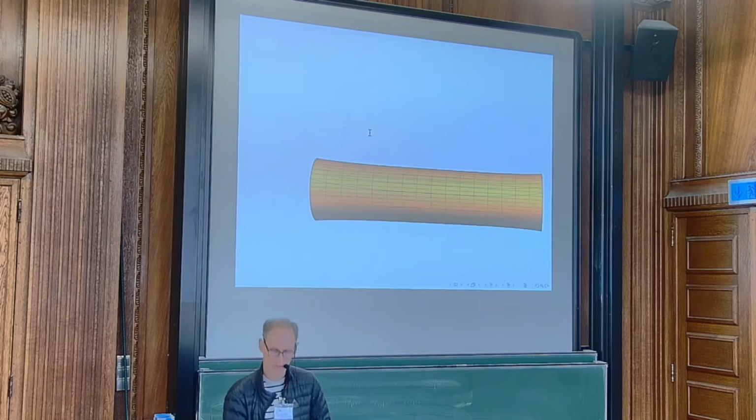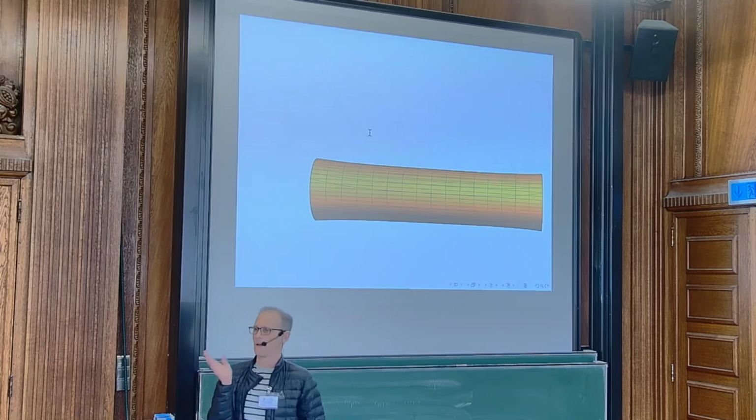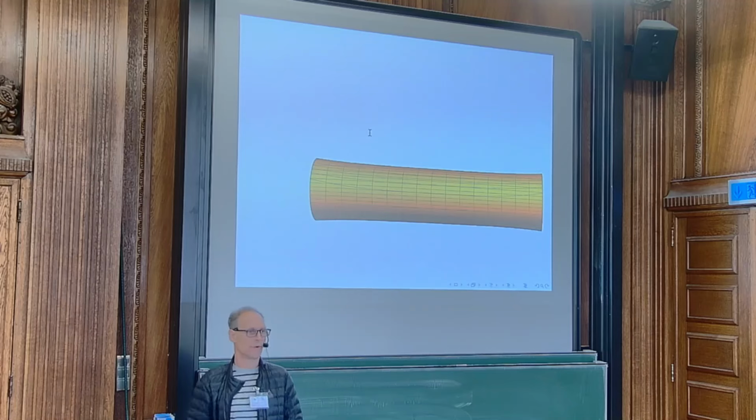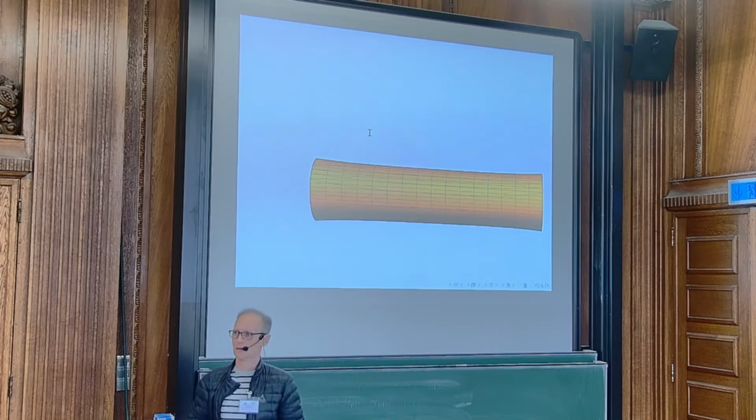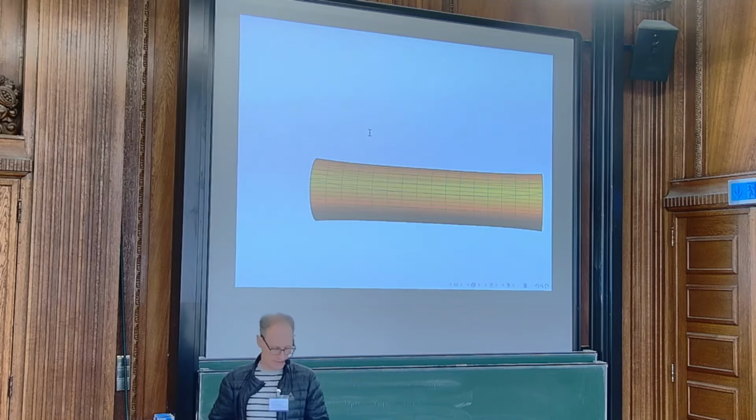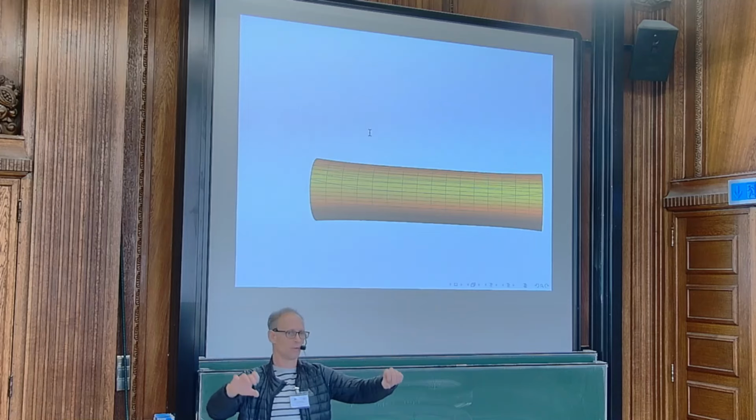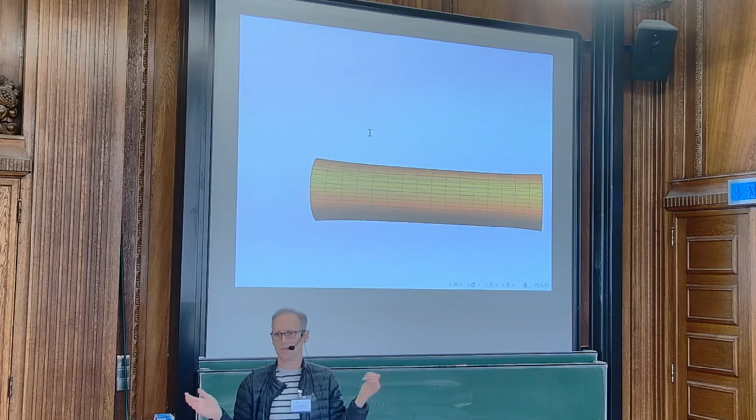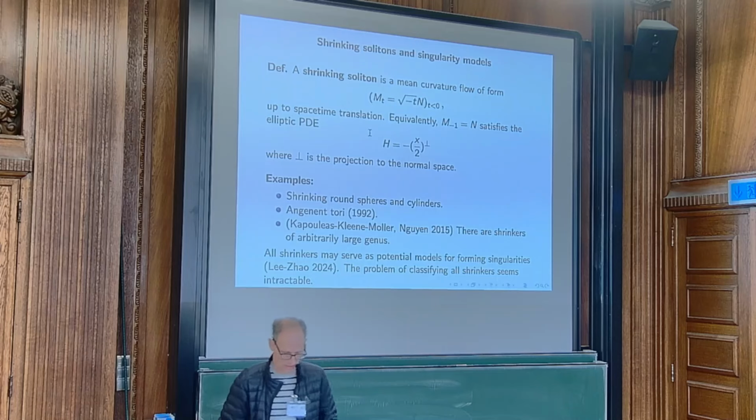So you could ask what happens more generally. Are there other types of singular behavior than a cylinder or the case of a shrinking round sphere that can occur? The natural enlargement would be to look at solutions to mean curvature flow that just shrink self-similarly in time, so the mean curvature evolution is unchanged modulo scaling. This is the notion of a soliton, or shrinking soliton.